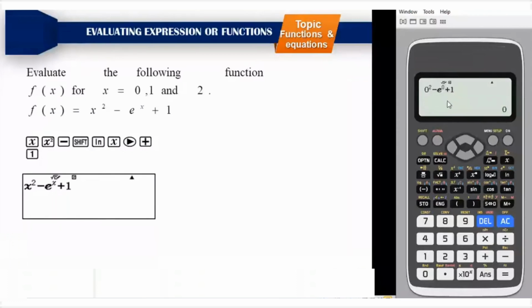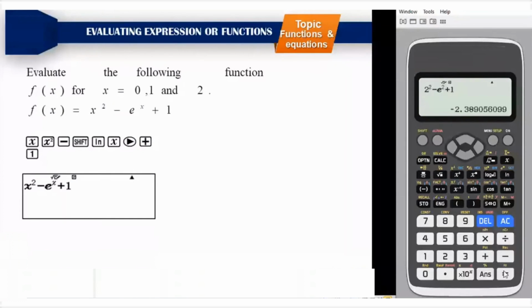The second part of the question is to solve the following function when x is 1. So when x is 1, I will replace x by 1. When I replace x by 1, my answer is minus 0.7183. And similarly, I need to find the value when x is 2. In order to do so, I will replace x by 2, and I will get the desired answer. I hope this is clear.